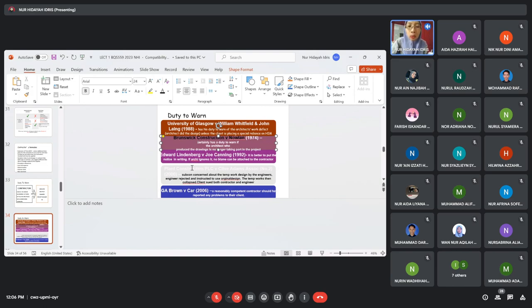Okay, and then at work Lindenberg versus Joe Canning 1992. So it is better to put the notice in writing. Like we said, if anything happened, in what reason, in what matter, what cases, so what notice, you need to put the notice in writing. If the architect or the engineer or the employer ignore it, so basically no blame can be attached to the contractor. So kena work smart lah.